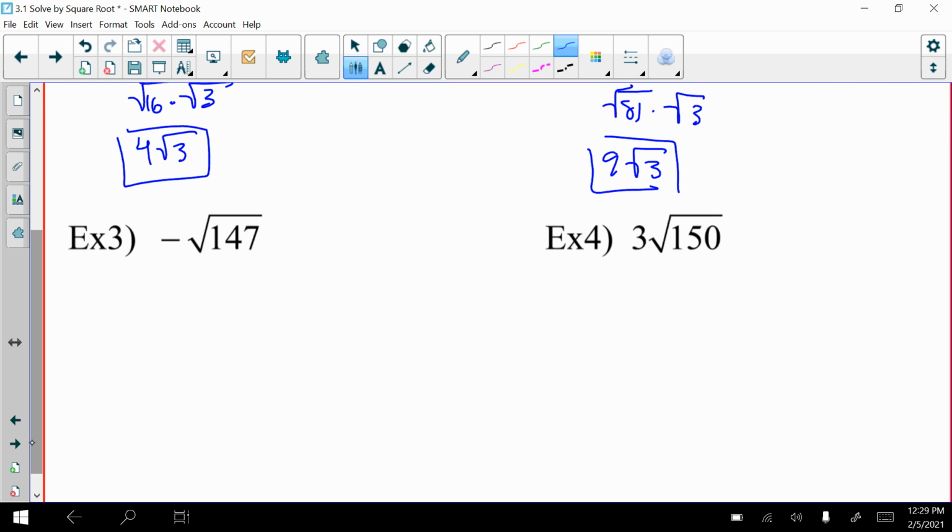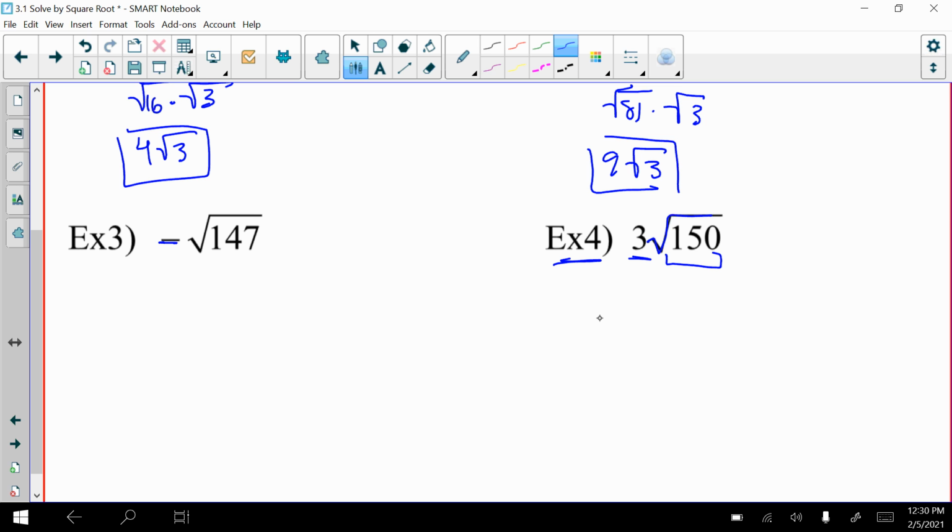Let me do one more just to show you. I'll do this last one since there's a coefficient, that 3 in front there. If you have something in front of there, same goes for this negative sign in this other example. Ignore whatever's in front, just focus on simplifying the radical, and then at the very end you'll deal with whatever that number is out front. So let's just focus on simplifying this 150.